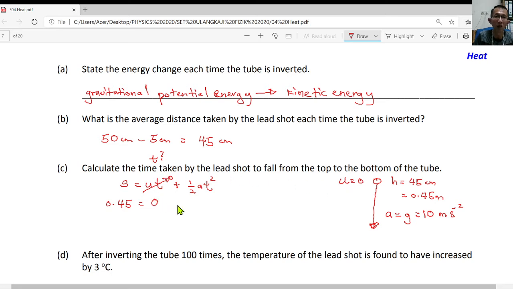So it's 0 here, plus 1 over 2, a would be the gravitational acceleration, that would be 10, multiplied by t square. So solve for t. You should be able to get t equals 0.3 second. Okay, can you follow?